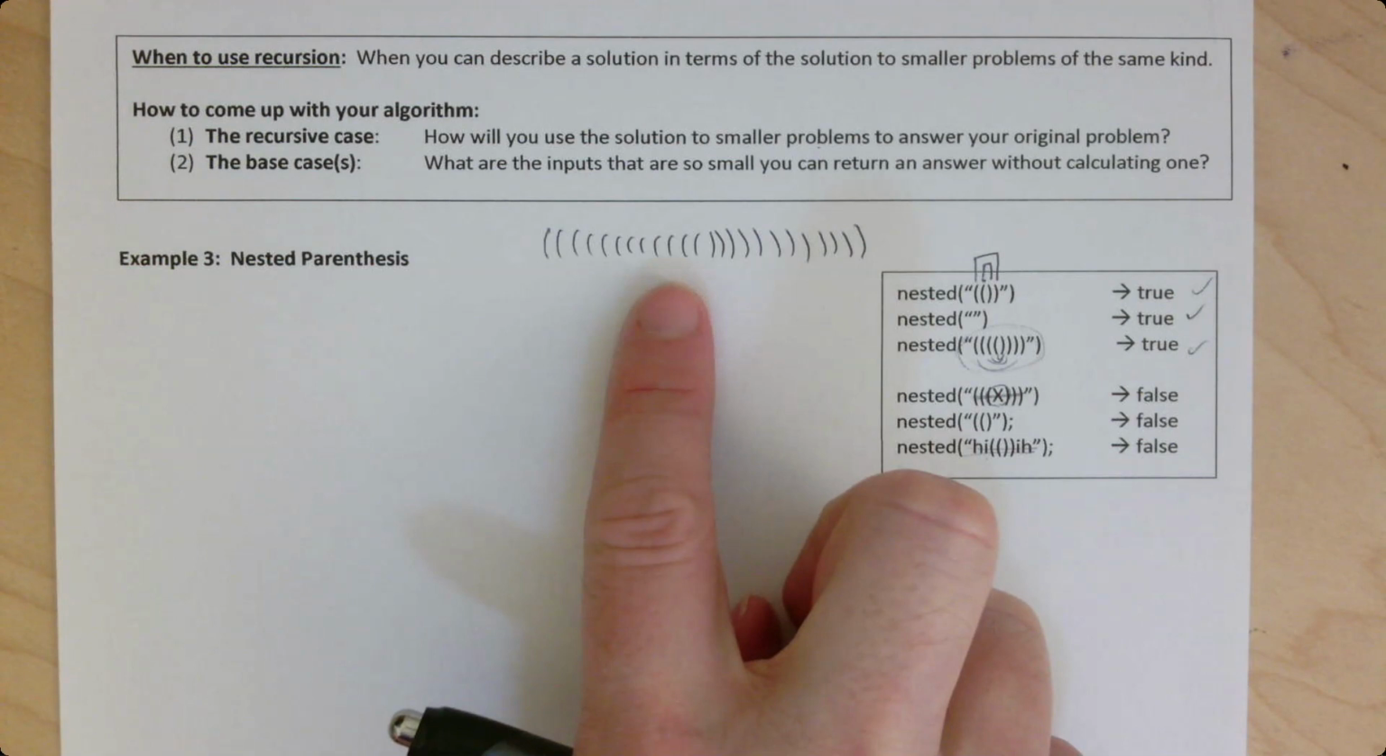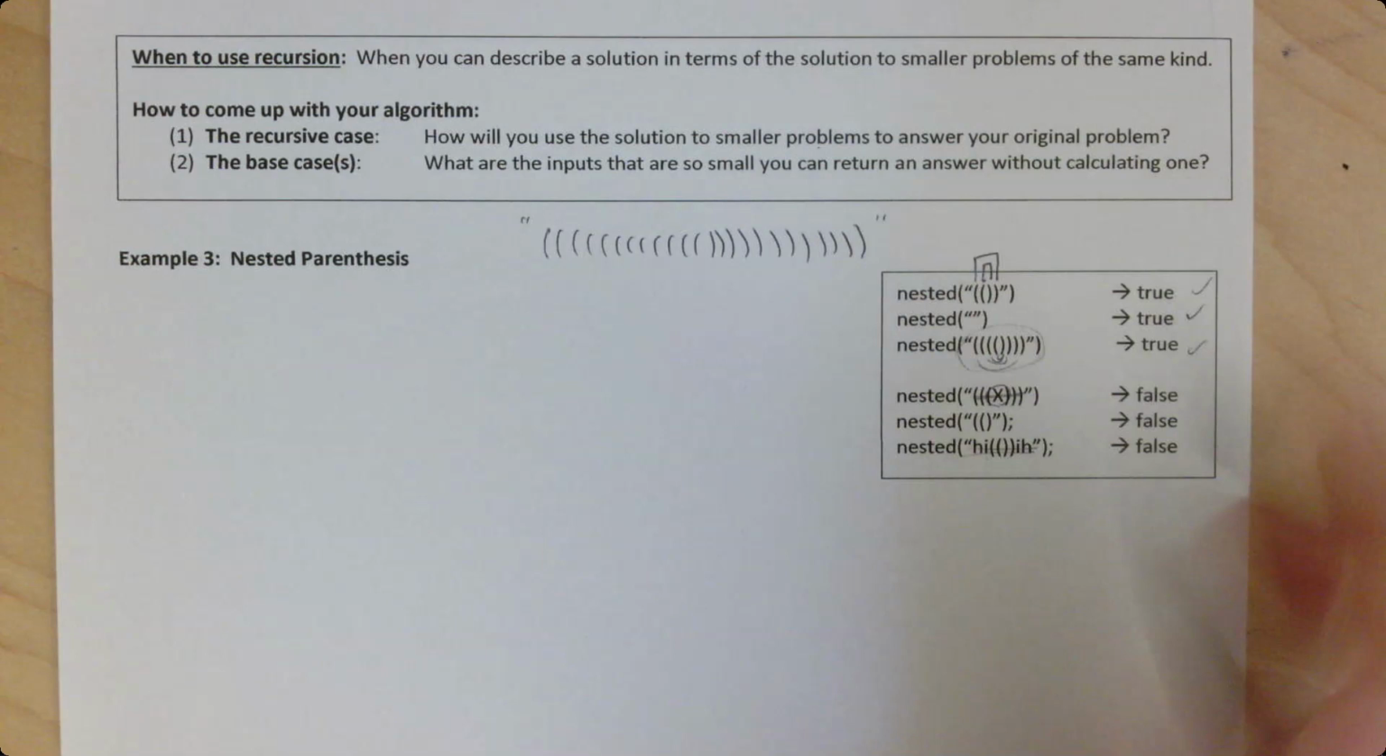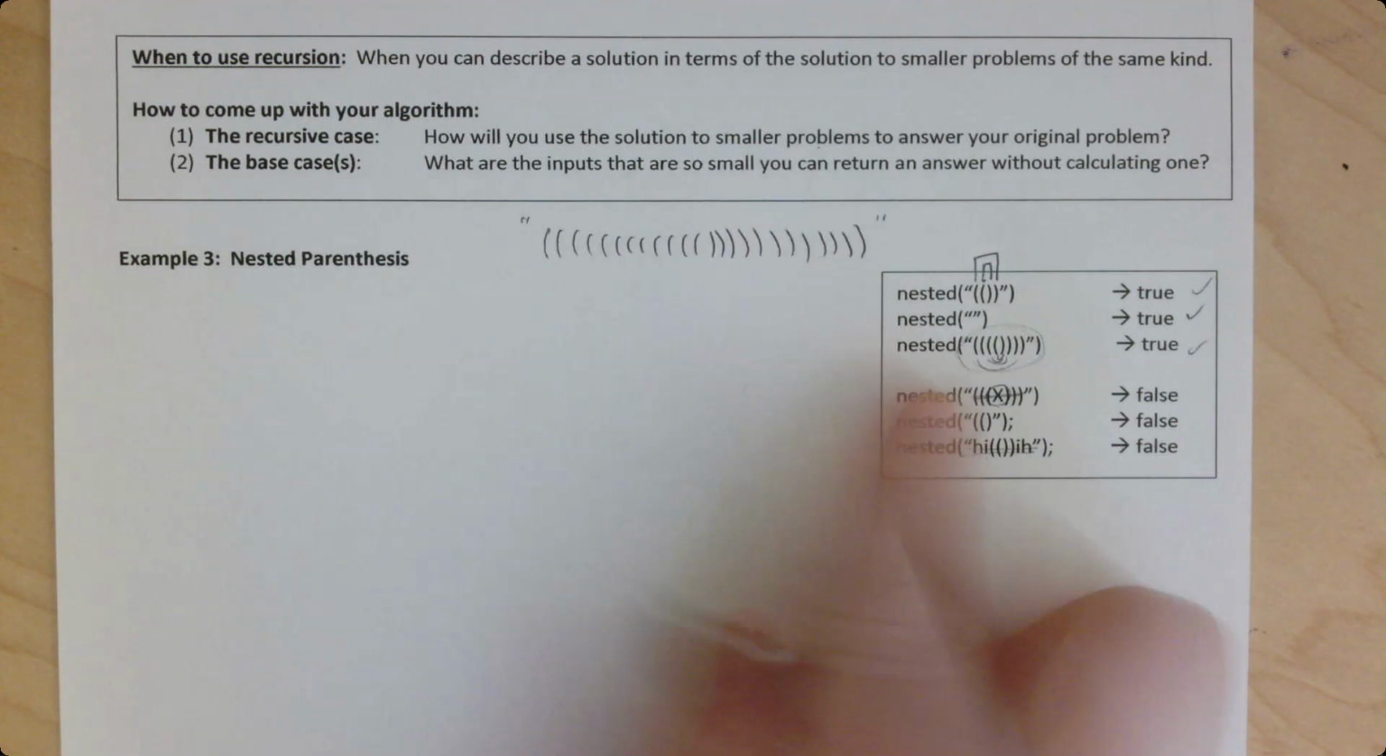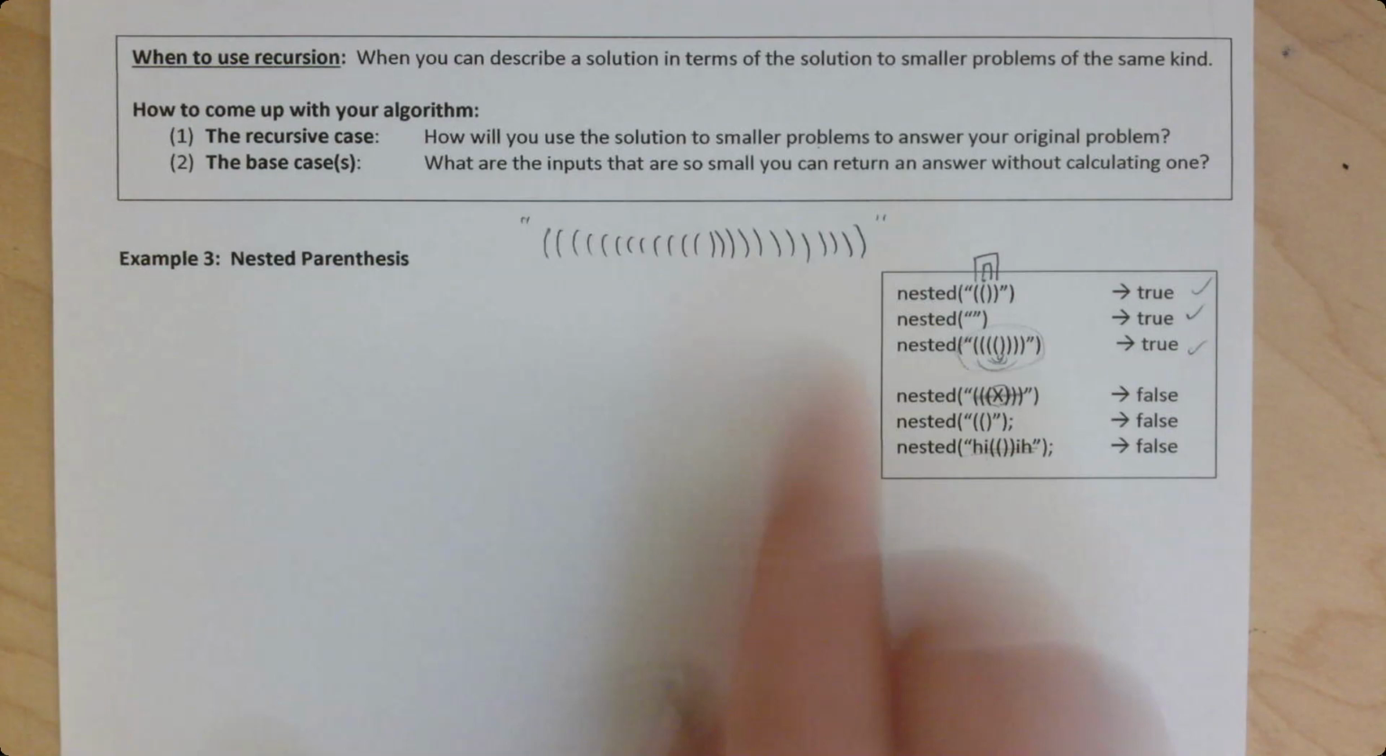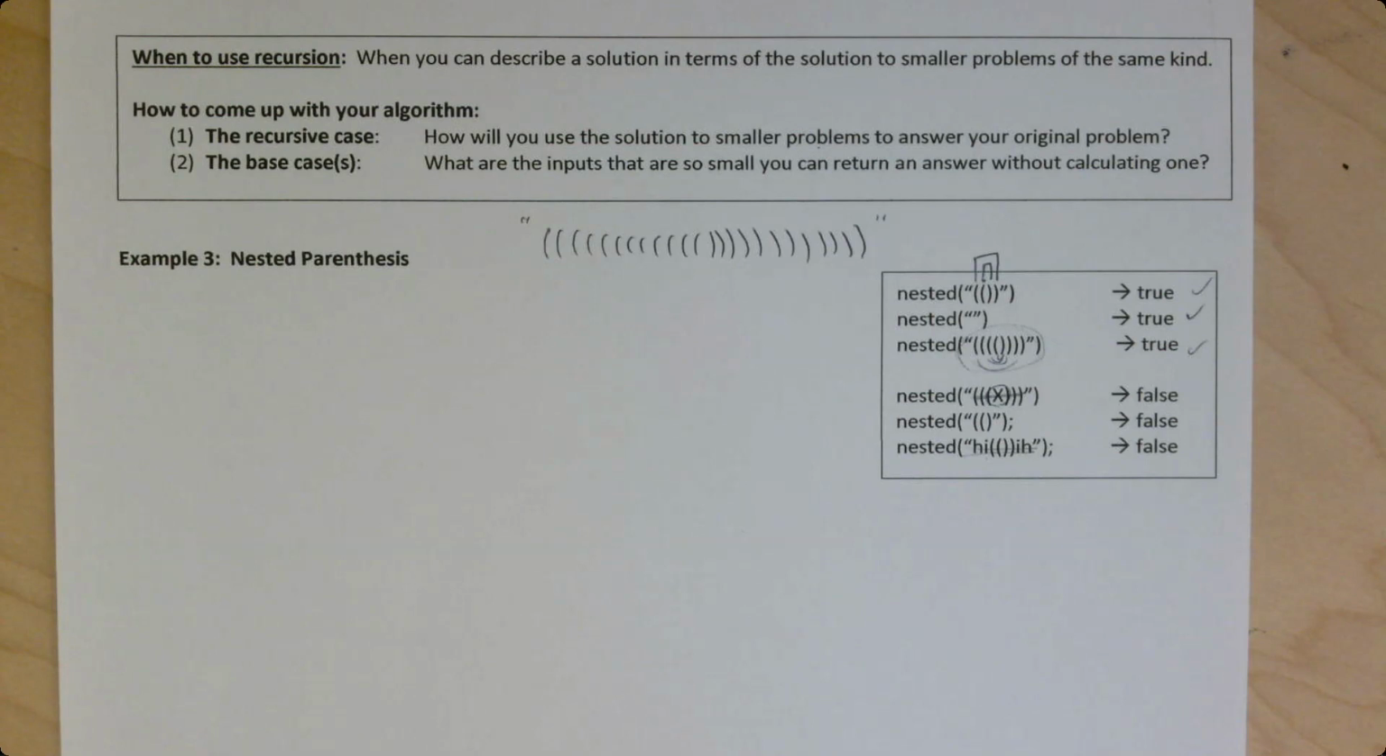If you have an input that's this large, could you break this into something smaller, ask if that's nested, and then use that answer to answer if the original question is nested? So before writing any code, decide what your recursive case is going to look like. How are you going to break it into a smaller size? And then how are you going to use that answer to answer your original question?